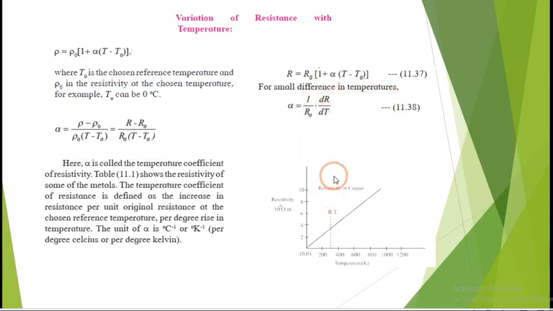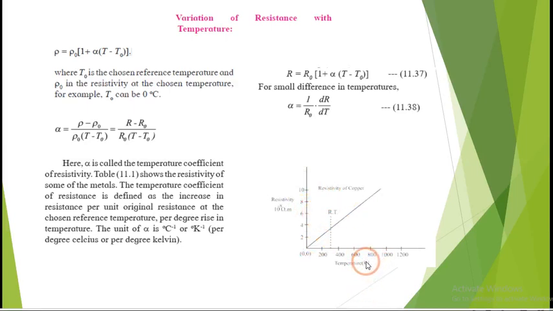Now you can go through this graph, which is a temperature versus resistivity graph. It's a straight line graph from the center, and we can plot different points which give us the value of resistivity against temperature.